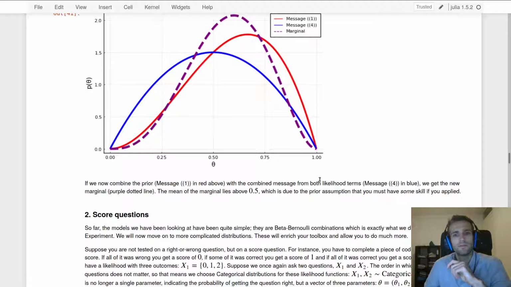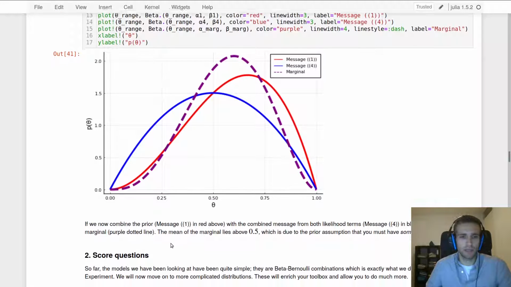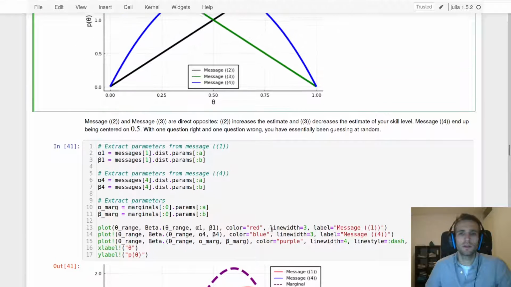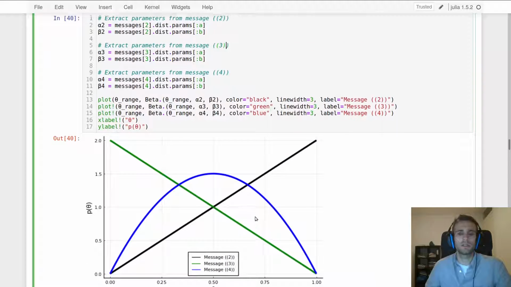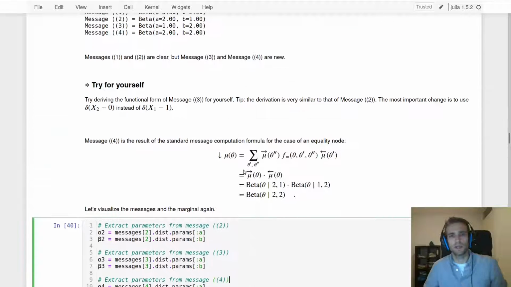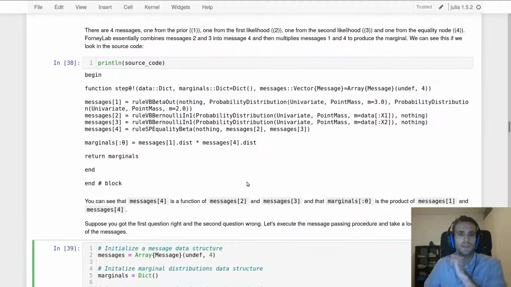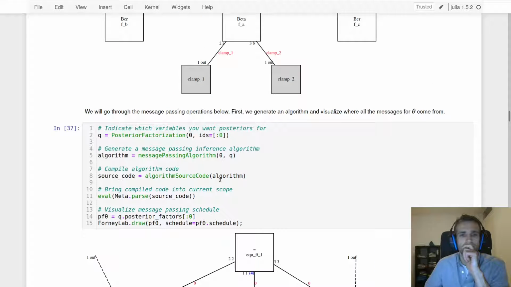Right. That concludes the first part. In the second part, we'll be looking at score questions, a different kind of question, and we'll use a different model to tackle that. The whole point of the probabilistic programming sessions is for you to get your hands dirty, to try out things yourself. So I encourage you to play around with, okay, what if you got both questions right, or what if you got both questions wrong, and see how that affects the message computations and the estimate of the marginal. So have fun, and I'll see you in the next part.